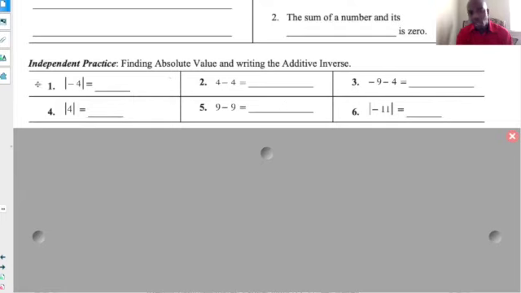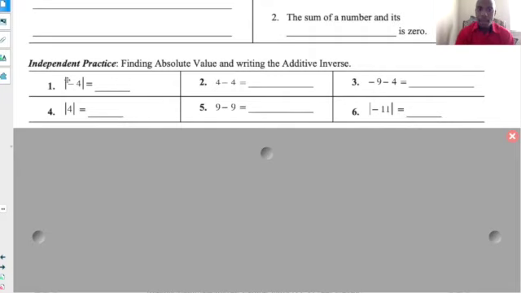I'm going to model for you numbers 1 and 2, so that way you can do 3, 4, 5, and 6, okay? For example, this is asking you the absolute value of -4. Whenever you see these 2 lines, that's saying absolute value. It's saying how far is -4 from 0.